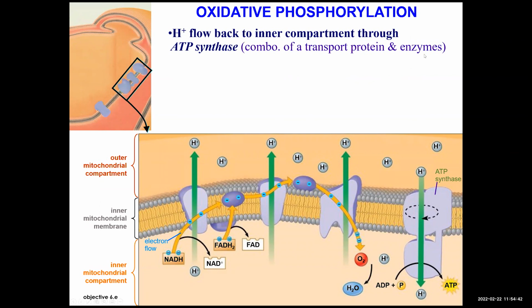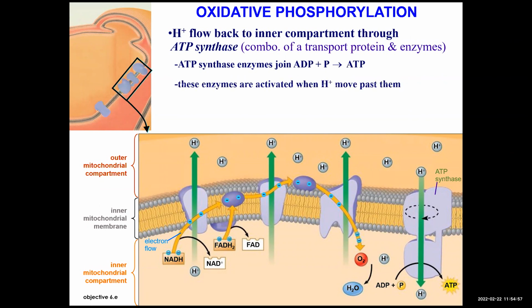It also has an enzyme attached that is activated by kinetic energy. As the hydrogen ions move, that energy is used to make ATP. So every time the enzyme gets energy from movement of a hydrogen ion, it's able to make ATP. And that is how we make so much ATP. Right, so that is a summary of what happens.